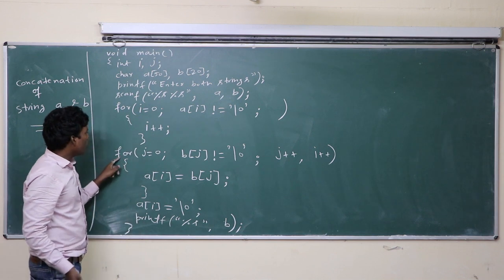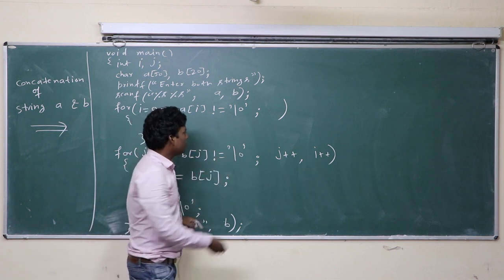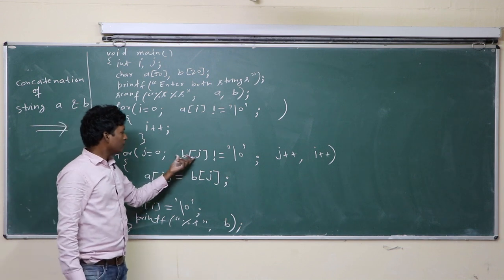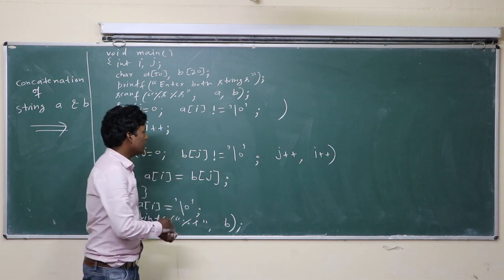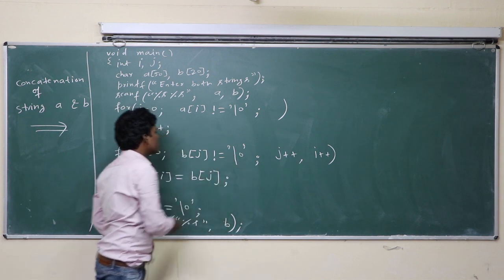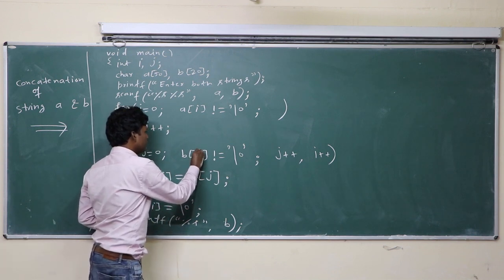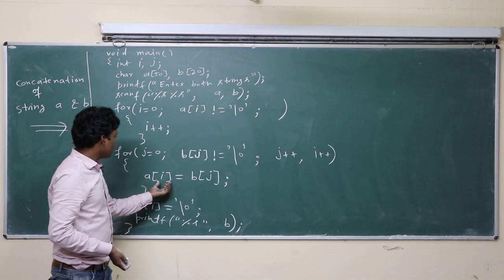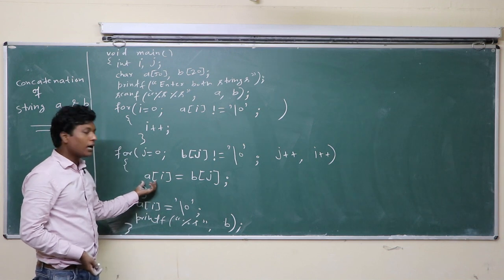Now class, another loop for j equal to 0, b of j not equal to null, j plus plus, i plus plus. Class, here this loop executes till string B comes to the end. This is the null character. This is the j. So class, this is the b of j. Here a of i receives b of j. b of j is assigned to a of i.